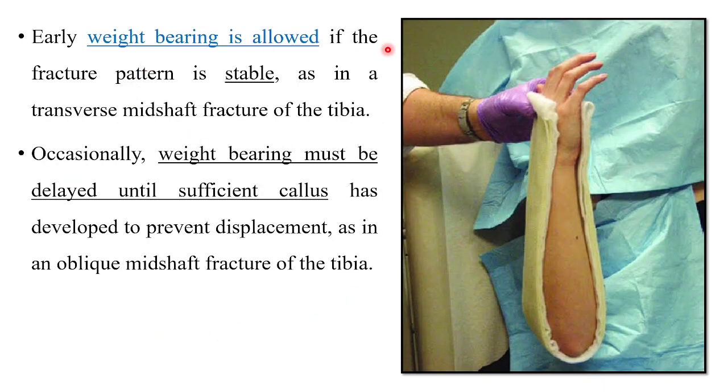Early weight bearing is allowed if the fracture pattern is stable, as in a transverse midshaft fracture of the tibia. Occasionally, weight bearing must be delayed until sufficient callus has developed to prevent displacement, as in an oblique midshaft fracture of the tibia. So weight bearing depends upon the stability of the fracture as well as sufficient callus formation. This is a sugar tong splint or cast.